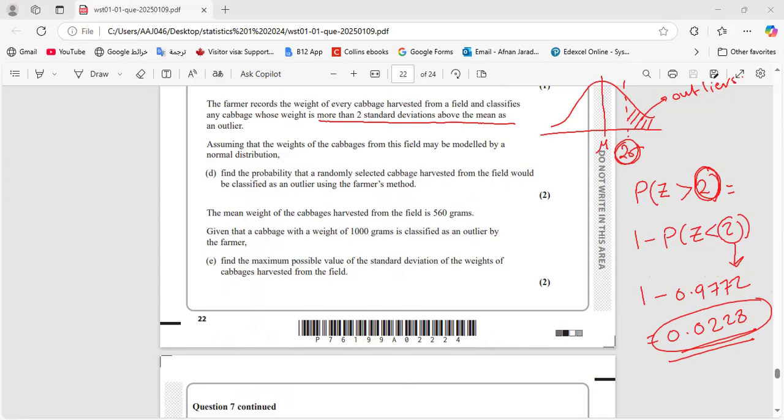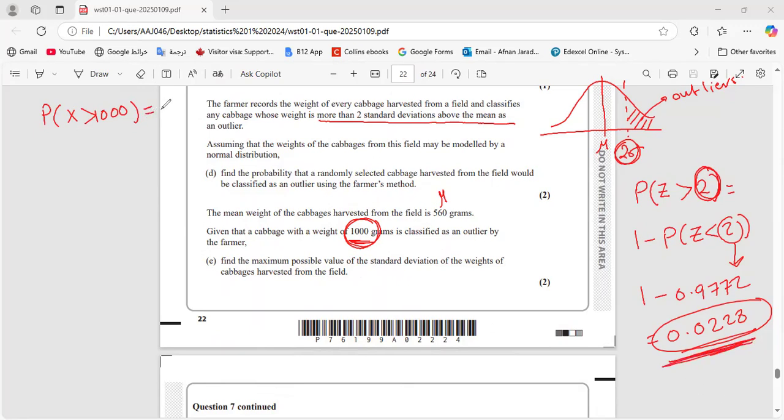The mean weight of the cabbages harvested from the field is 560 grams. This one is the mean. Given that a cabbage with a weight of 1,000 grams is classified as an outlier, find the maximum possible value of the standard deviation of the weights of the cabbages harvested from the field. So I have the probability of X greater than 1,000 equals what? This one is an outlier.